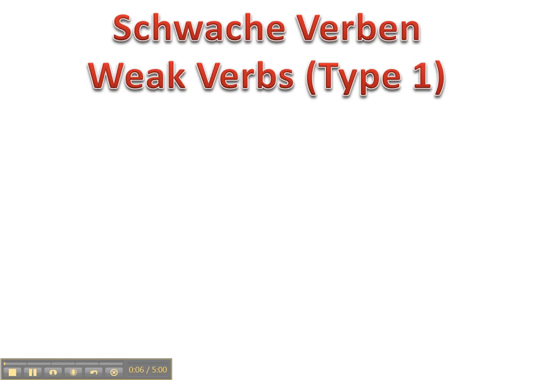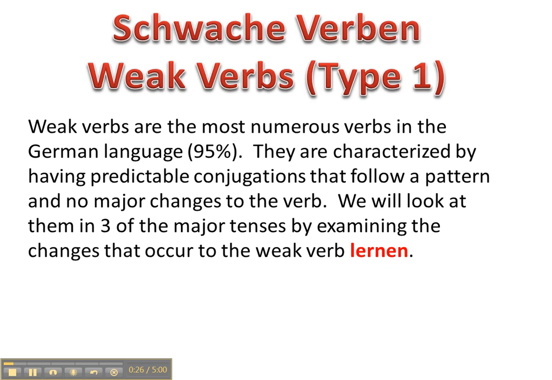We're going to talk a little bit about weak verbs in German. Verbs in German come in two basic categories. You can also divide them into a third category: weak verbs or regular verbs, and then irregular verbs, and then weak verbs that act irregular would be the third category. But weak verbs are the most numerous verbs in the German language. Some estimates range up around 95% of the verbs.